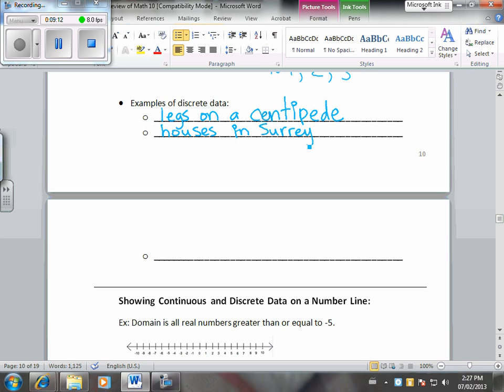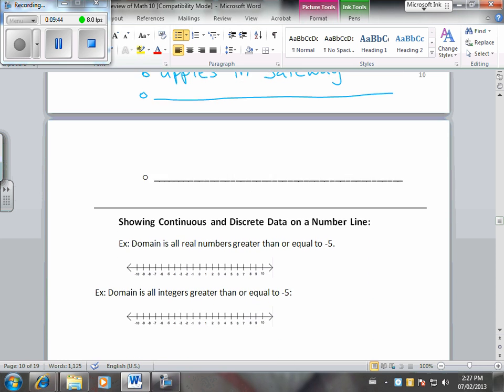Again, you can't measure them because you can't assume that there are X amount of houses in X amount of space. And then another example, you could count, say, the apples in Safeway. Okay? And then just come up with one of your own, a discrete data that you can count. I'm not going to mark you on anything. I just want to make sure that you're understanding the concept.